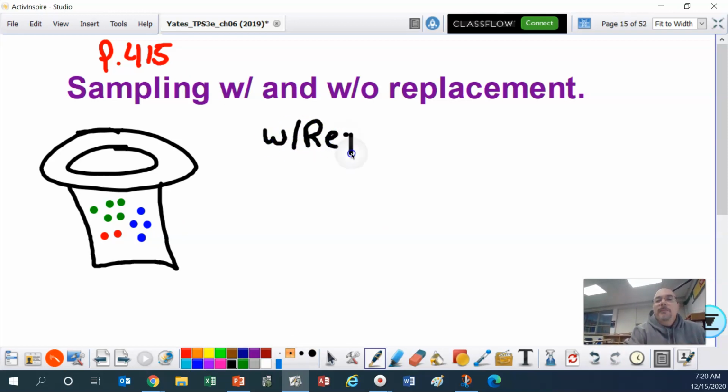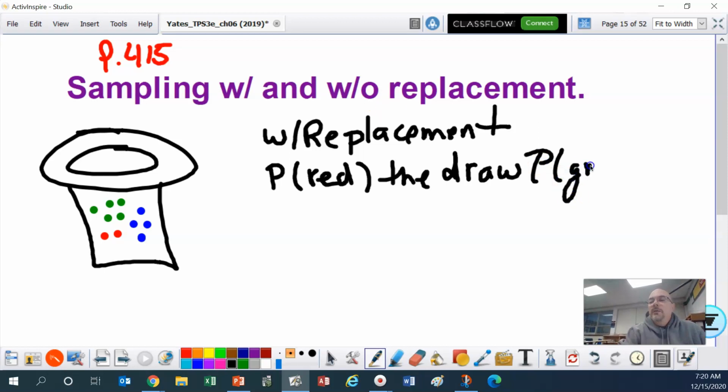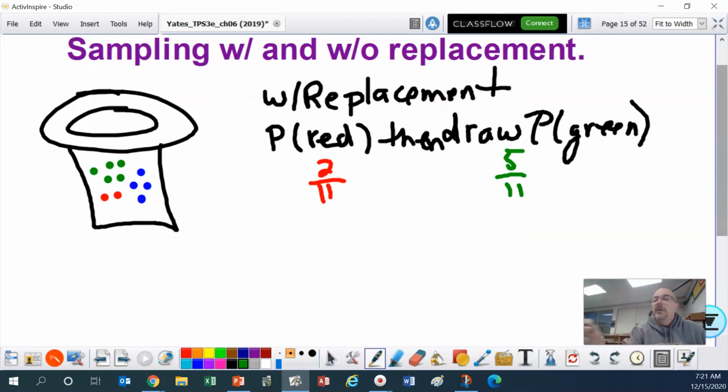So with replacement, if I asked you what is the probability of drawing red, then draw green. Now this is with replacement. Well, the probability of red is 2 out of 1, 2, 3, 4, 5, 6, 7, 8, 9, 10, 11, right? Well, if I put the red marble back, I replace the red marble, then the probability of drawing green is going to be 5 out of 11. So that's because you put the marble back.